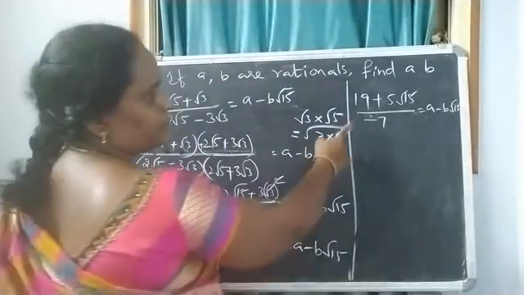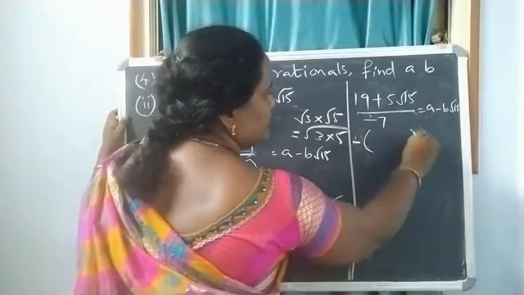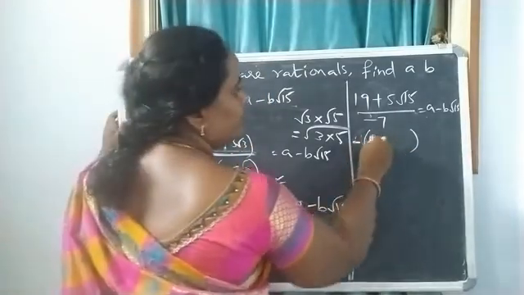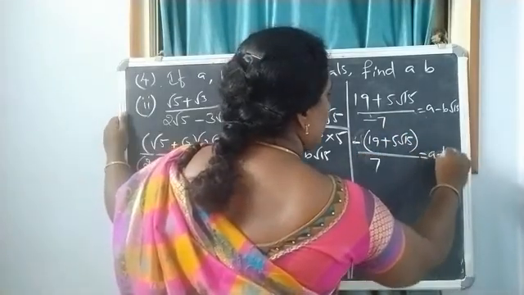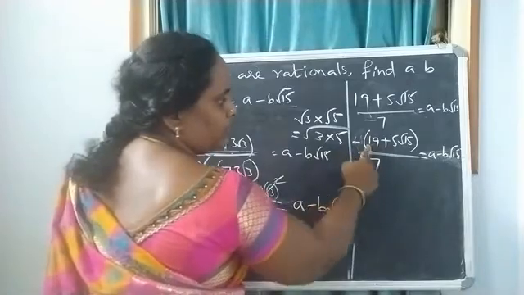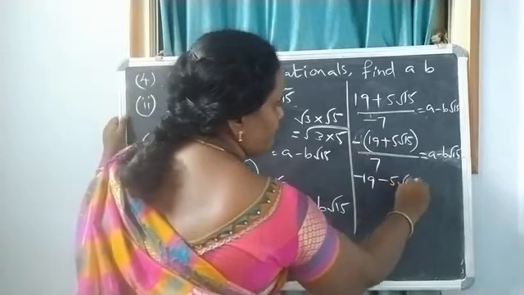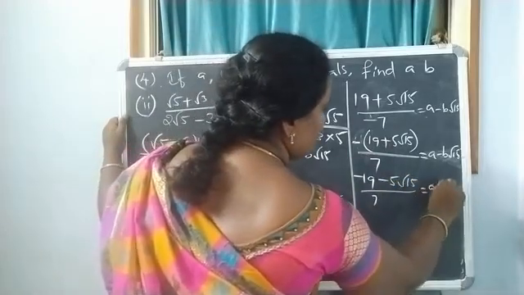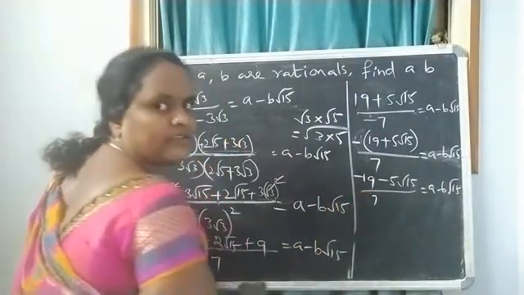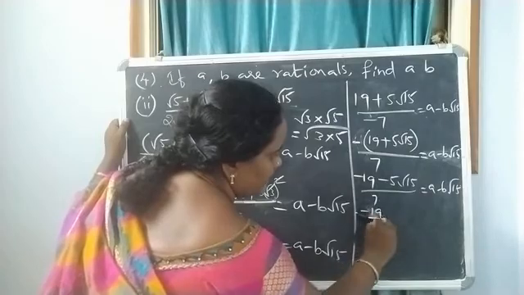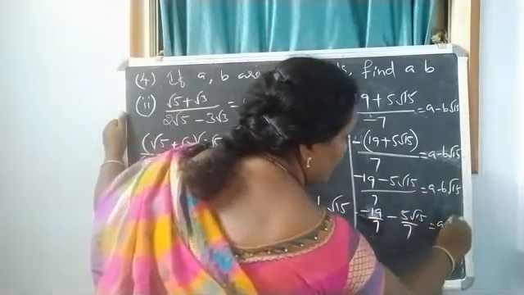Now here let us send the minus sign to the numerator, then it will become minus, here we need to write inside the bracket, that is 19 plus 5 root 15 divided by 7 is equal to a minus b root 15. Multiply both the terms with the minus sign. Minus 19 minus into plus minus 5 root 15 by 7 is equal to a minus b root 15. Here let us divide both the terms by 7. Let us separate the terms. Minus 19 by 7 minus 5 root 15 by 7 is equal to a minus b root 15.